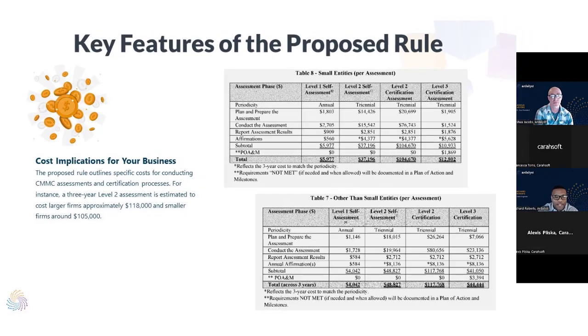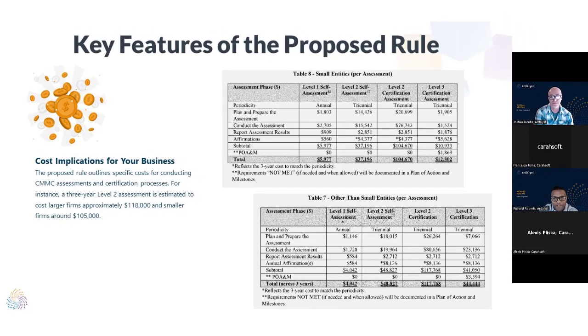So as you can see, there are a lot of activities associated with the CMMC proposed rule. There is some cost. In the proposed rule, essentially, they've outlined the specific costs for conducting the assessment. It starts off with the periodicity, understanding what level you have. Level 1 is an annual assessment. Level 2, a triennial assessment, and level 3, so forth.